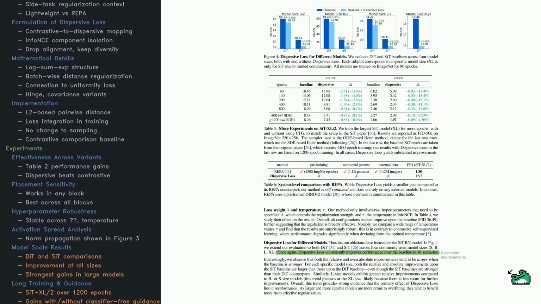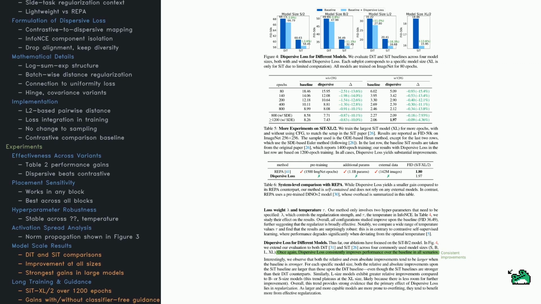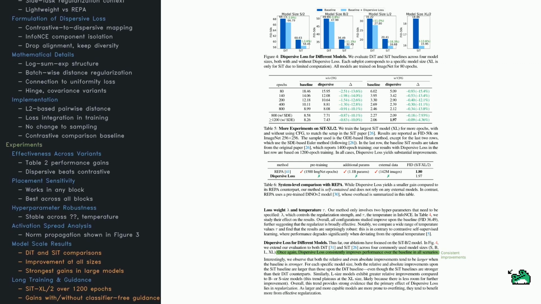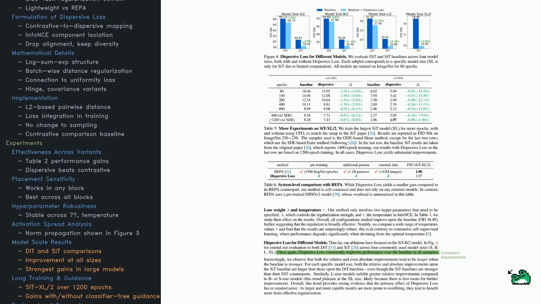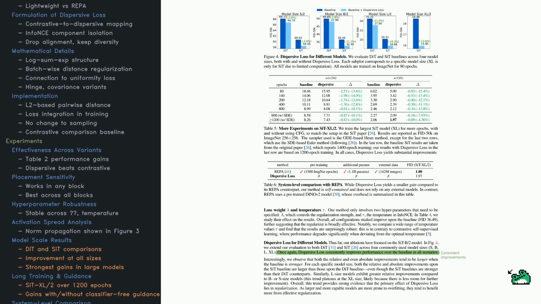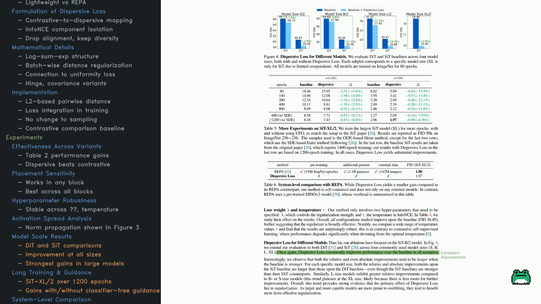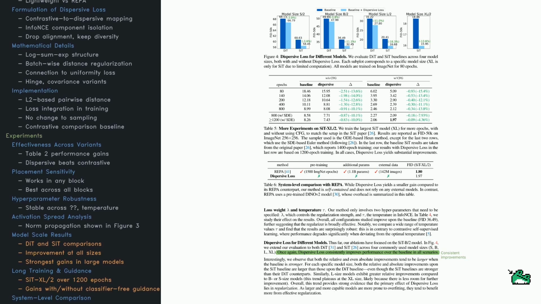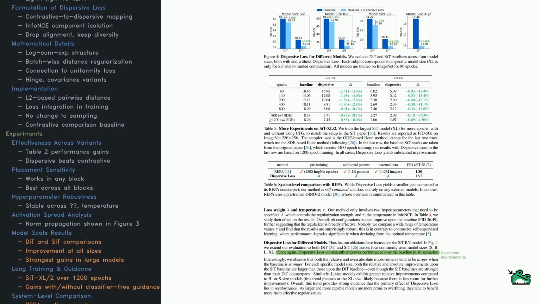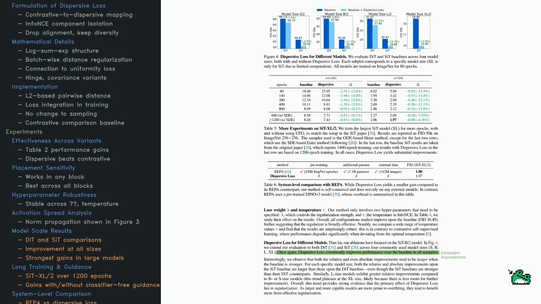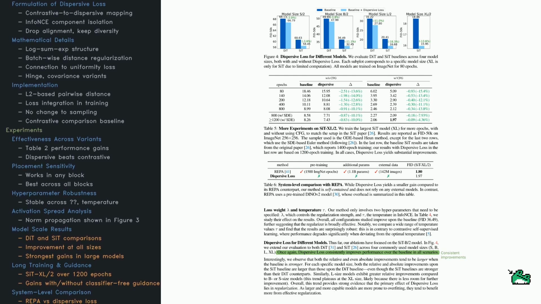Now look at Table 6. It compares this method to REPA. REPA needs a pre-trained DINOv2 encoder, 1.1 billion parameters, and 142 million external images. In contrast, dispersive loss needs none of that. It's self-contained. No pre-training, no extra data, no additional parameters. Yet it still beats REPA in some cases.